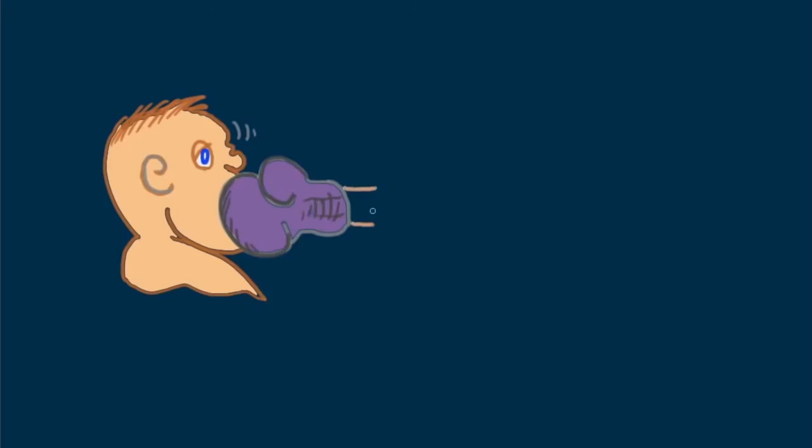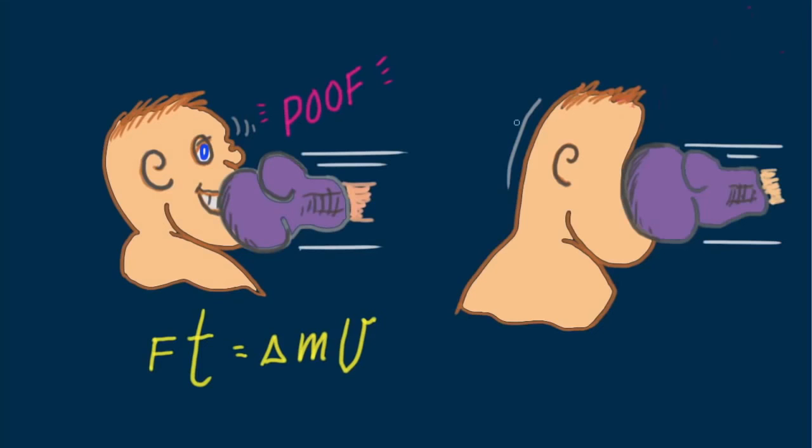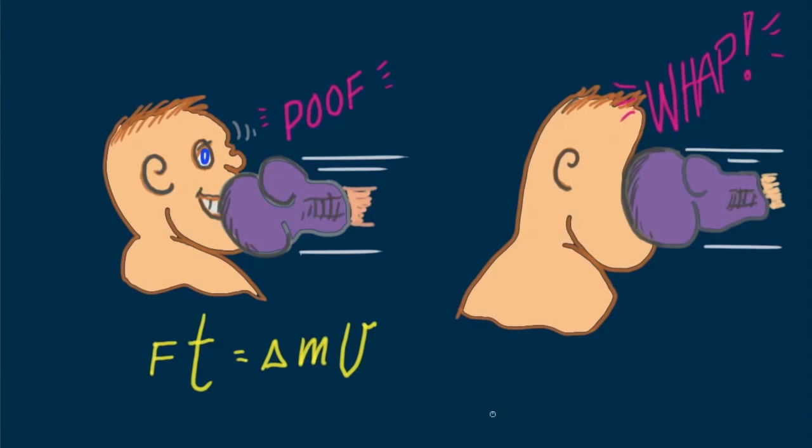In boxing, consider the momentum of an incoming punch. When the boxer moves away from the punch, he extends the time of contact and diminishes the force. Big t means small F. When he moves into the glove, the time is reduced and he must withstand a greater force. Small t means big F.